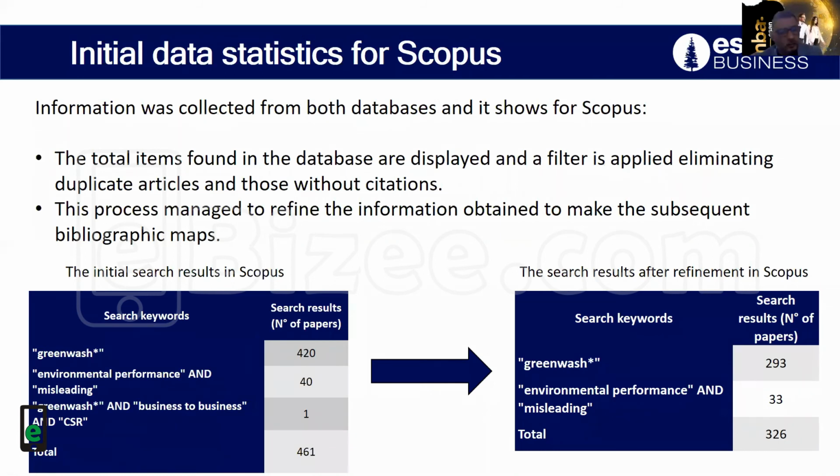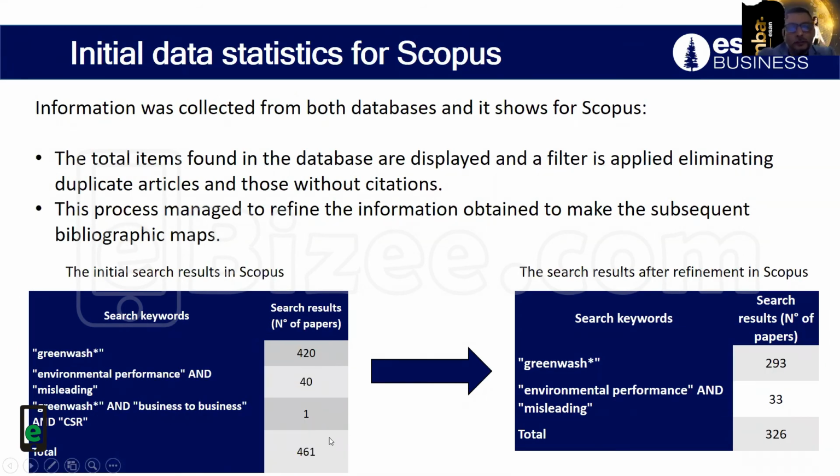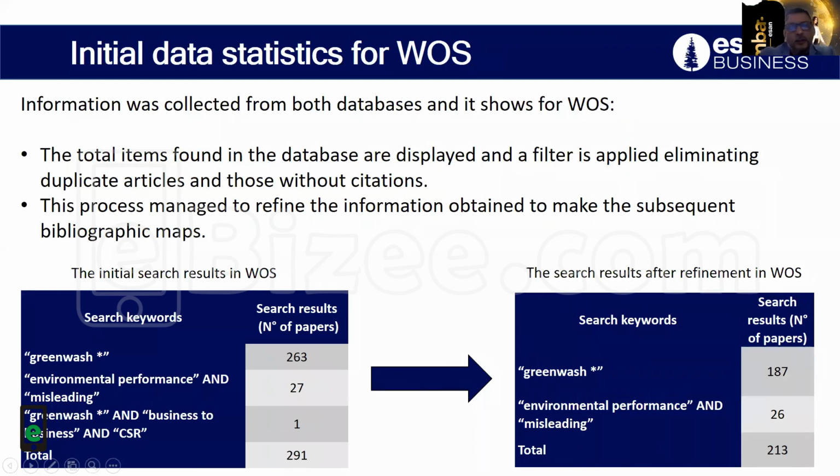I wrote the same keywords in Scopus in this case. And we have 221 in the first research in WOS, and after the filter we have only 213, and in Scopus, in the first research we had 461, and now we have 326. This 326 is more articles. We have more articles than in the first research that we did in WOS.